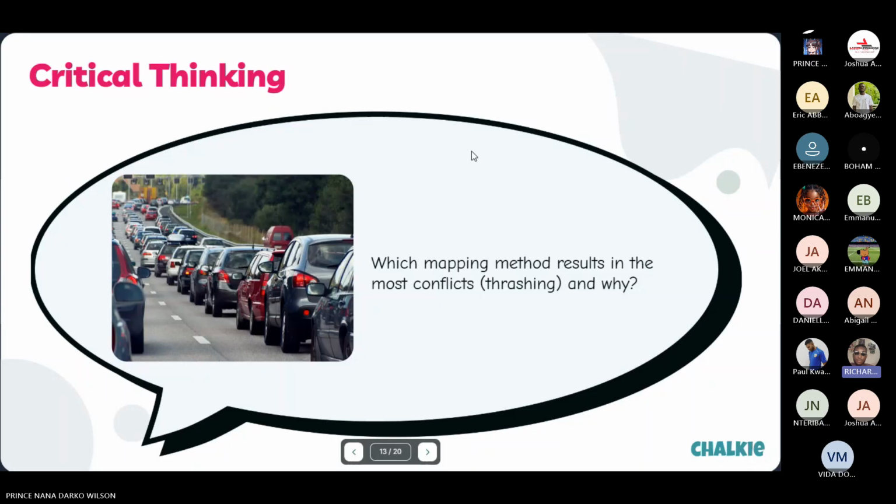Hello, Mr. Prince. Yeah, I also think the answer is direct mapping. Direct mapping. Okay, that's interesting. Someone says set associative, someone says direct mapping. The question also asks why.